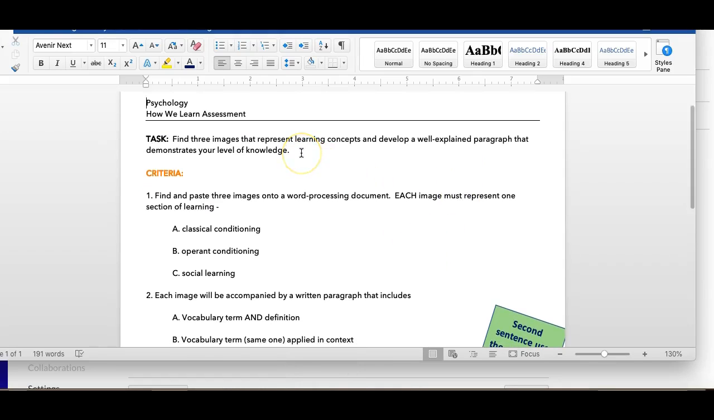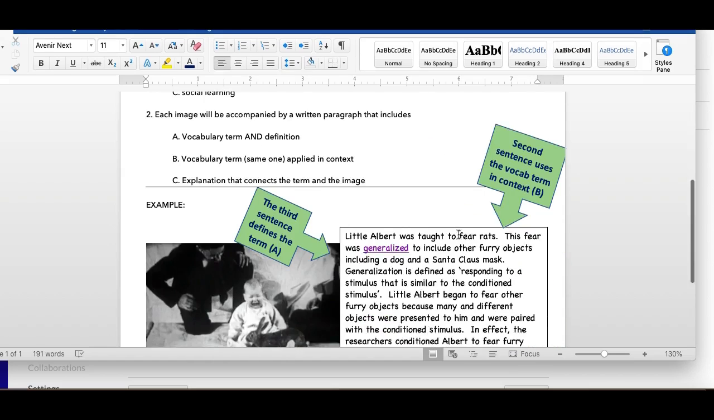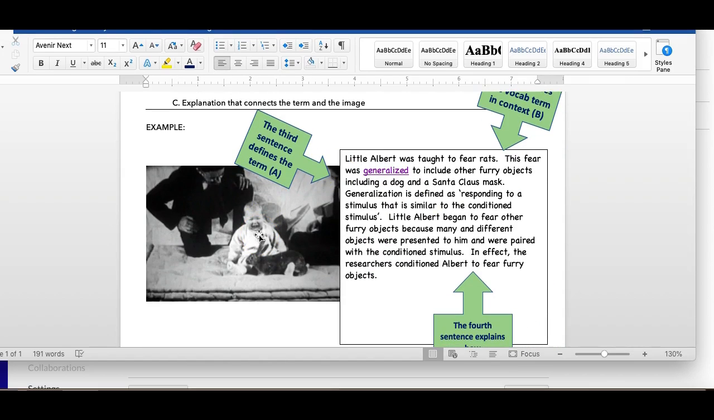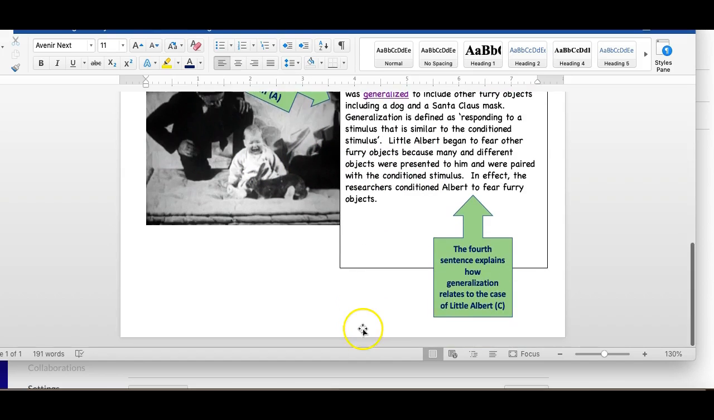So what you are essentially doing is finding 3 images that represent learning concepts, and then you are writing a well-explained paragraph for each of these images. So you are going to have 3 sets of information. And what I mean by set is that you will have a picture or an image, a graphic, and you will also have writing that accompanies the graphic. So this is, for example, number 1, and then you would have set number 2, and then you would have another set of picture and writing.